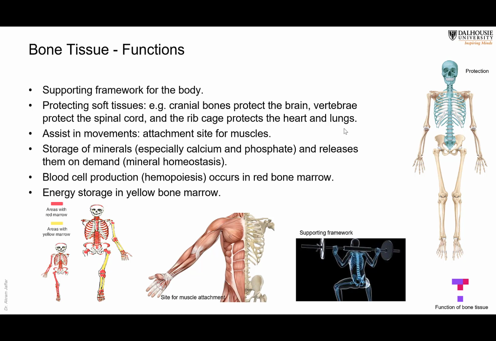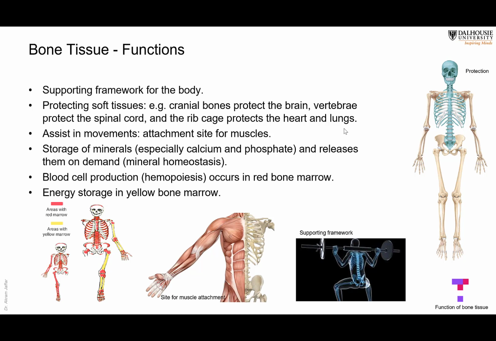Storage of minerals, because here the ground substance is not chondroitin sulfate. It contains calcium phosphate, calcium carbonate. So there's a lot of calcium phosphate that is stored in here and can be mobilized whenever the body requires it. Also, it is for blood cell production, what we call hemopoiesis or hematopoiesis.